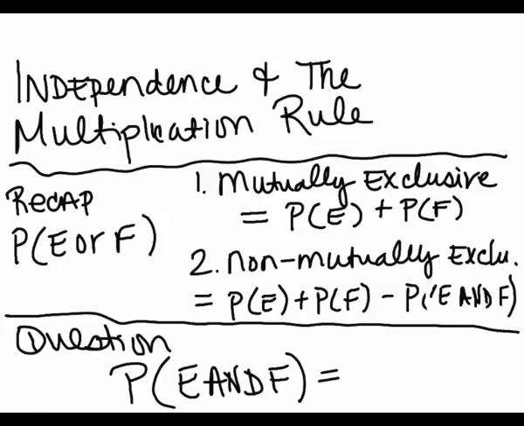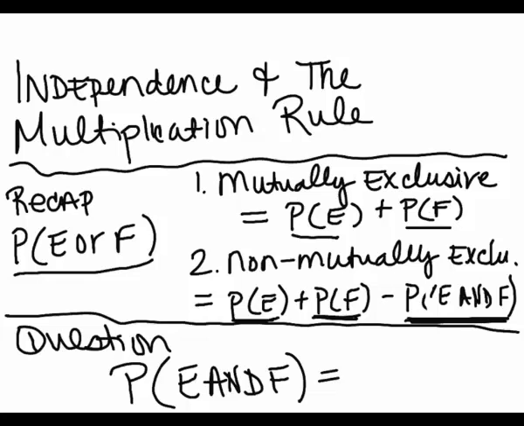Okay, so now we're going to talk about independence and the multiplication rule. Just to recap the lecture before, the question was the probability of E or F happening, one or the other. You decided whether it was mutually exclusive or not. If they were mutually exclusive, it was just the probability of one plus the probability of the other. If it was not mutually exclusive, then you took the probability of one plus the probability of the other minus the probability of them both happening at the same time, right? The probability of getting a red card and a king, and then you have to subtract the probability of a red card and a king, okay?